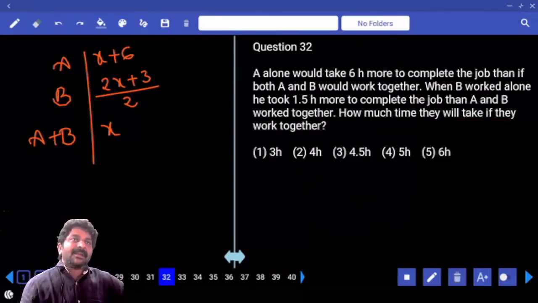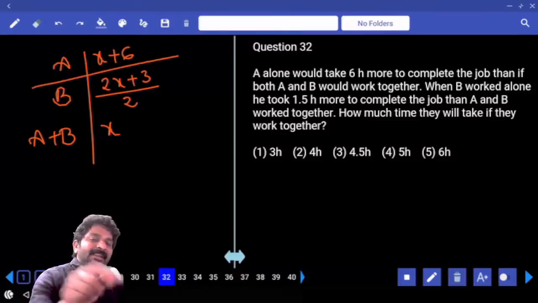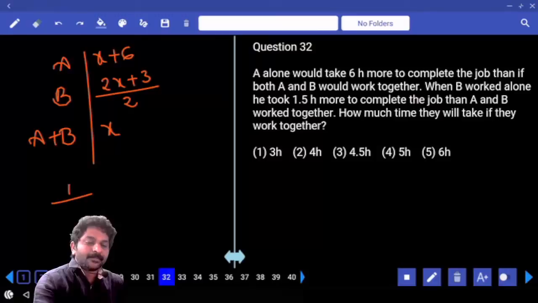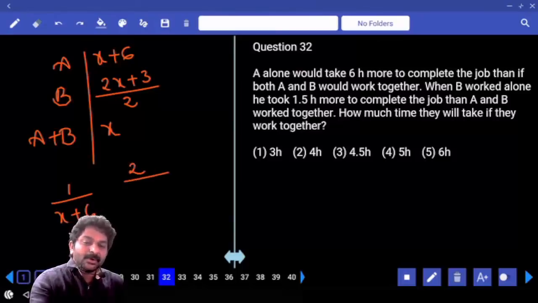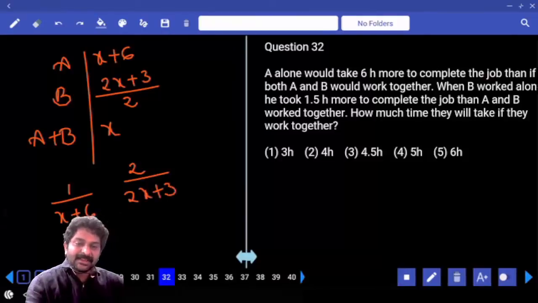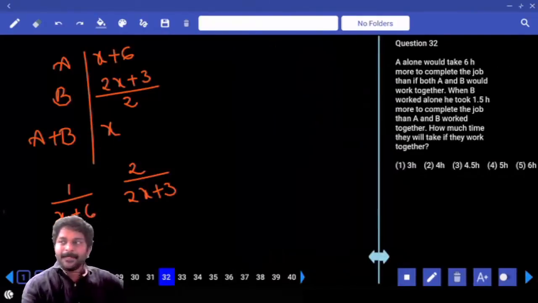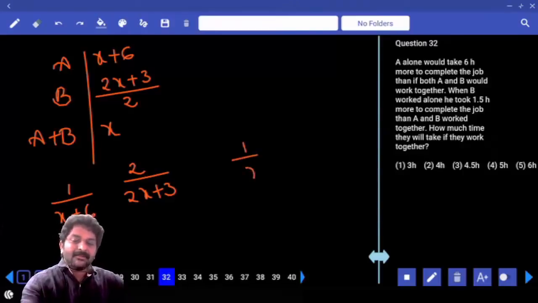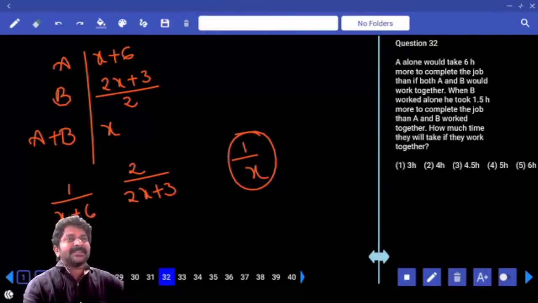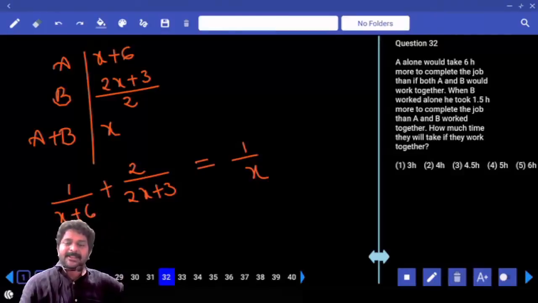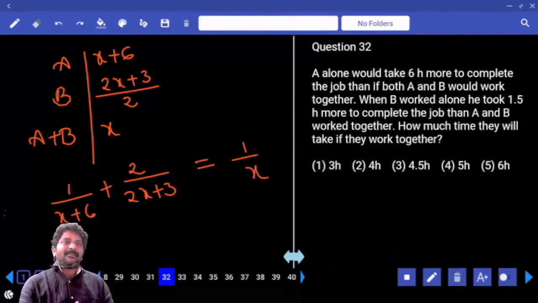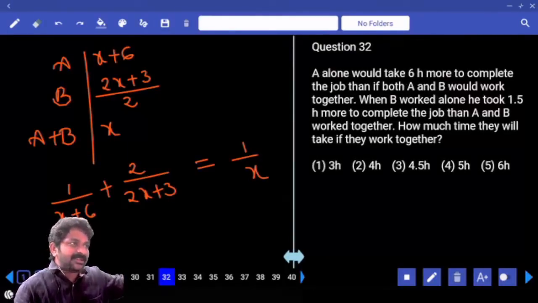So let's go with 1 hour work. If A can complete the work in X plus 6 hours, 1 hour work of A is 1 by X plus 6. 1 hour work of B is 1 by (2x plus 3)/2. That means 2 by 2x plus 3. AB together can complete the work in X hours only. Then 1 hour work of AB together is 1 by X. What is 1 by X? 1 hour work of AB together. That means 1 hour work of A plus 1 hour work of B must be equal to 1 by X only. After this step, if you try to solve by using quadratic equation, it takes a lot of time.